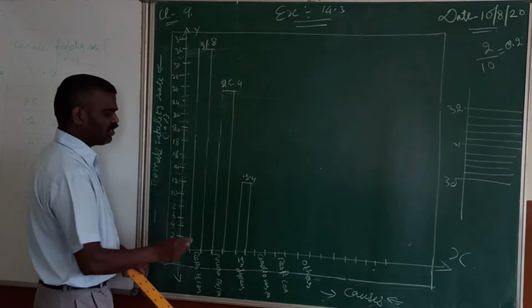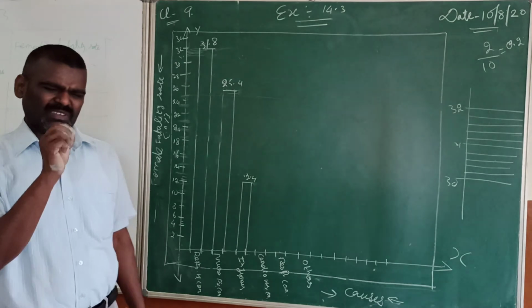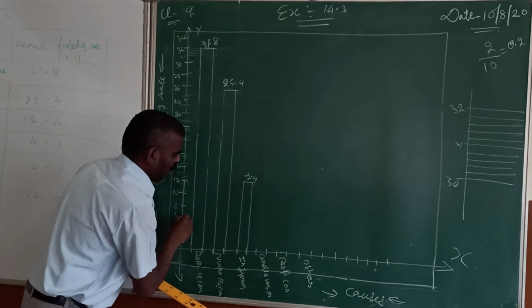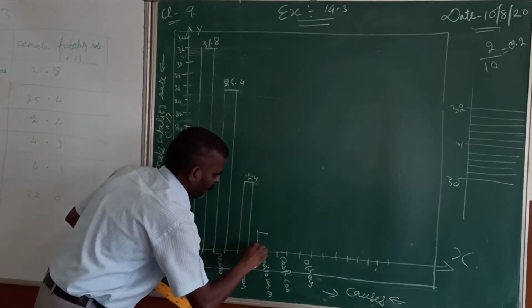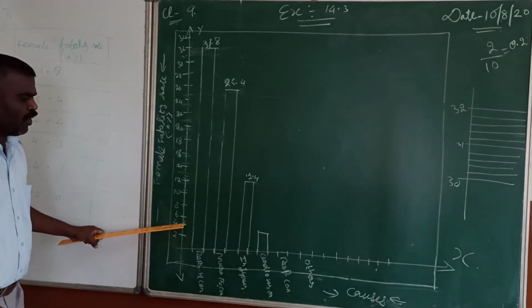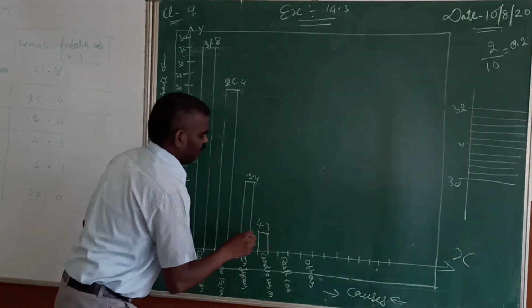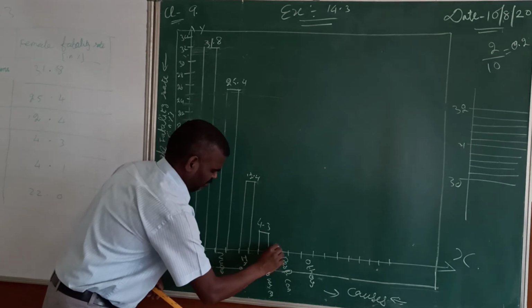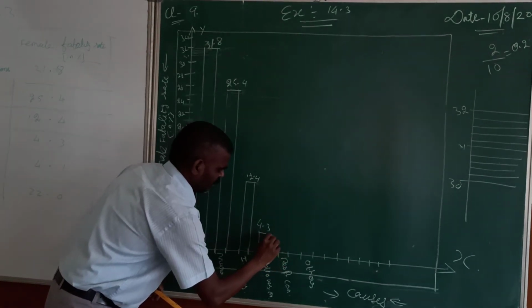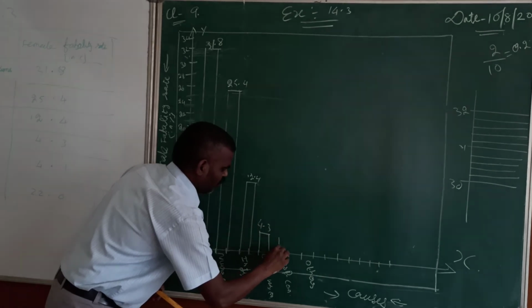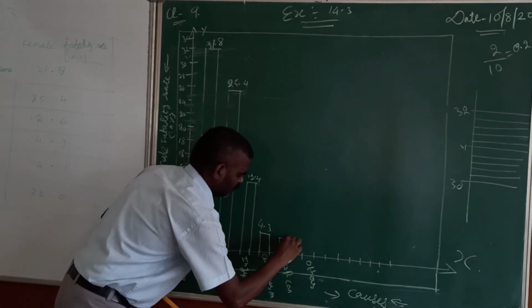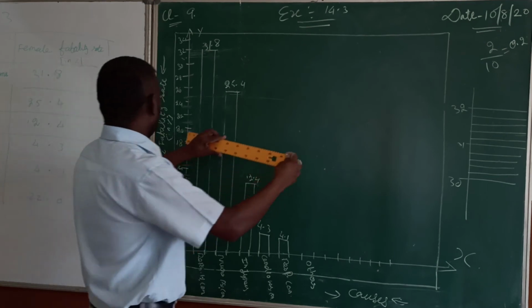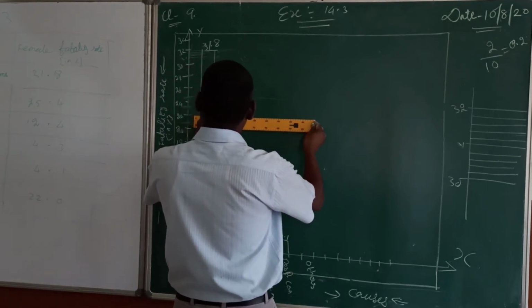First line is 4.2, second line is 4.4. Let us put 4.4. 4.3 is there, but in between 4.2 and 4.4, the middle, it's 4.3. Next, which one? Respiratory, 4.1. Little above 4, just one point. Next, others, 22. 22 we have already, right? 22 we have.